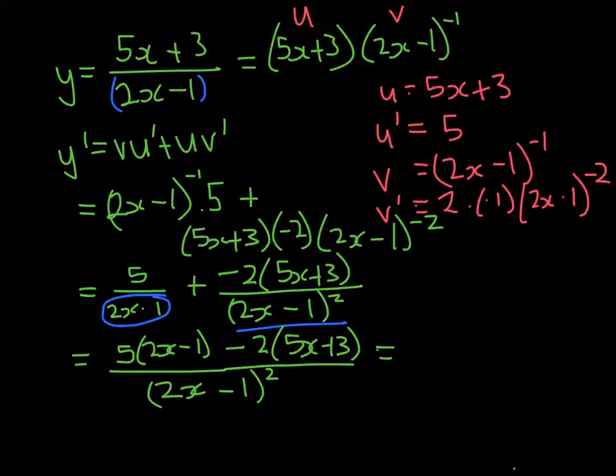So we should end up having a minus 11 over 2x minus 1 to the power of 2. Alright, a couple of examples there of how to apply the product rule, and now it's time for you to go and get some practice.